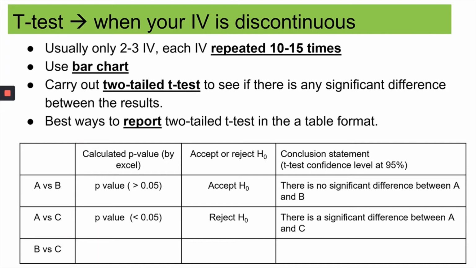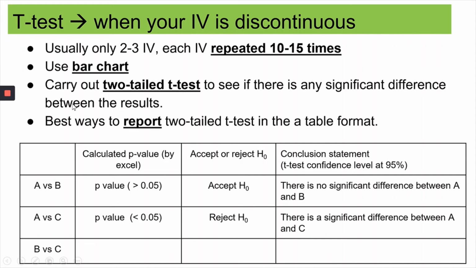Because your IV is discontinuous, you'll be using a bar chart, and IB recommends at least 10 repeats for discontinuous independent variables. The reason why we need at least 10 is because you need 10 data points to generate enough data to run this t-test. But again, IB prefers students to do 15 repeats, okay. Of course, if you have more time and resources, please do that, okay. It also helps with the reliability. The more repeats you have, the higher the reliability.